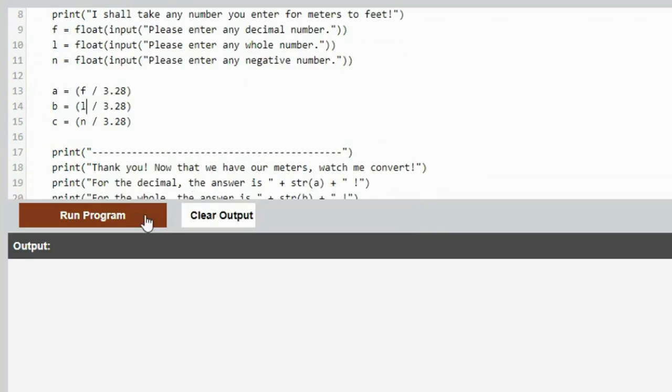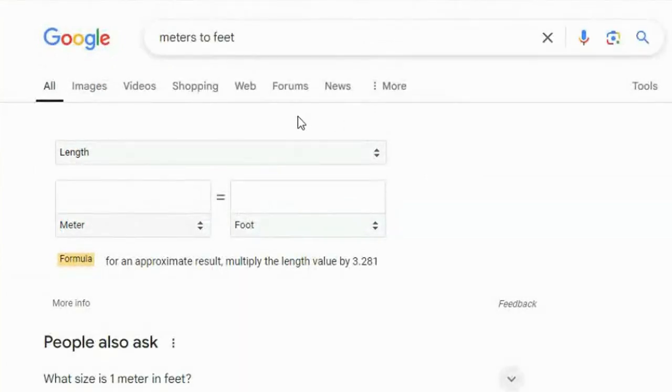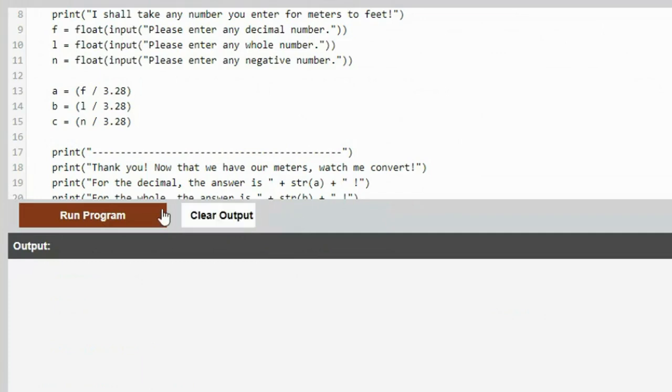So let's run. Well, first let's figure out if it's what it's supposed to be, right? So I went to Google. I said, okay, if this converts meters to feet, if I put in 1 meter, how many feet should it be? Should be 3.28 feet. So let's go back and test the program now.